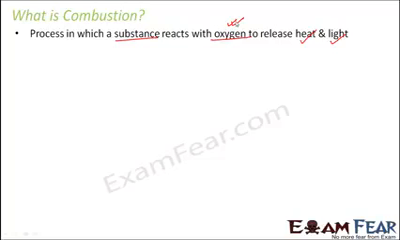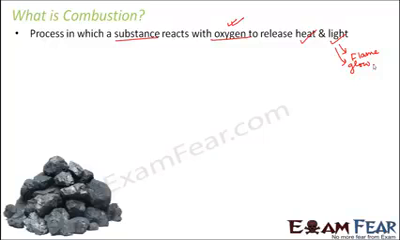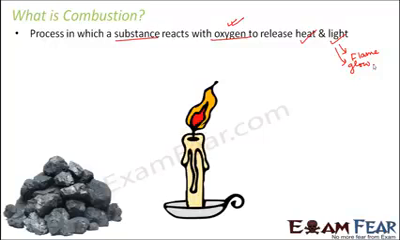Now when you talk about a release of heat and light, it is not necessary that light has to be released during combustion of all the substances. Light may be released, light may not be released. If light is released, it can be released in the form of a flame, or in the form of a glow. For example, if you try to compare the process of combustion in a candle and coal, here you see coal, and here you see candle.